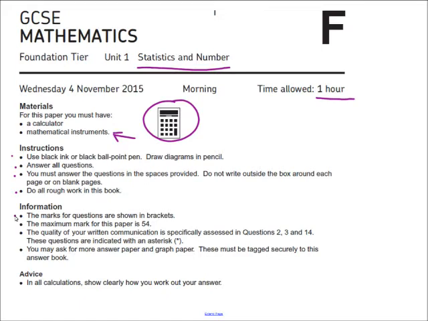In this paper, there are a total of 54 marks available. That's quite important because with 1 hour to do the 54 marks, it's roughly a mark a minute. So you have to be quite quick through the exam if you want to allow yourself 5 minutes at the end to go through your paper.